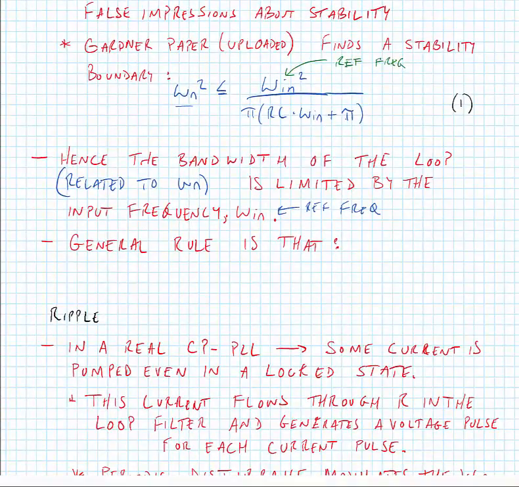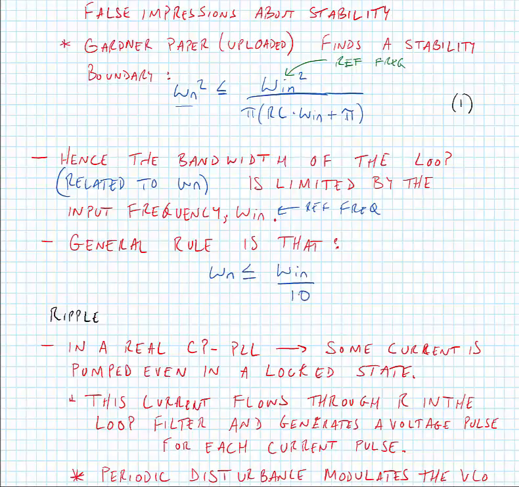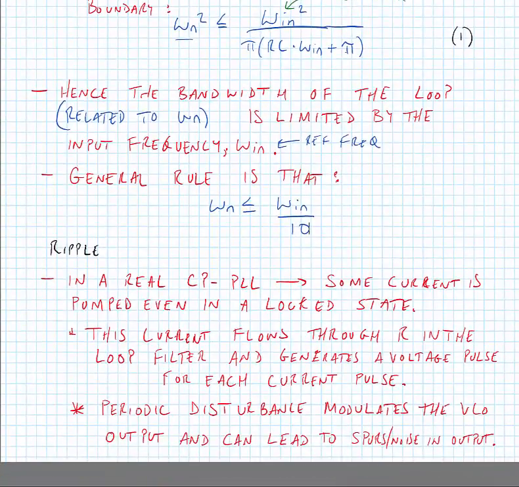A general rule for stability tends to be that we set omega little n to be less than or equal to omega N divided by 10. In other words, we need to make sure that the bandwidth of the loop is less than a tenth of the reference frequency that's input to the PLL. If we fall below that limit, we can continue to use our continuous time analysis rather than having to go to discrete time analysis.